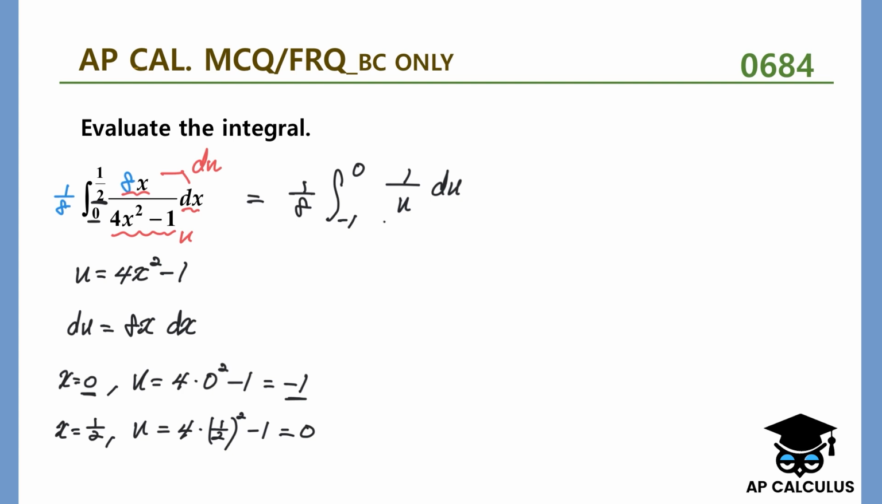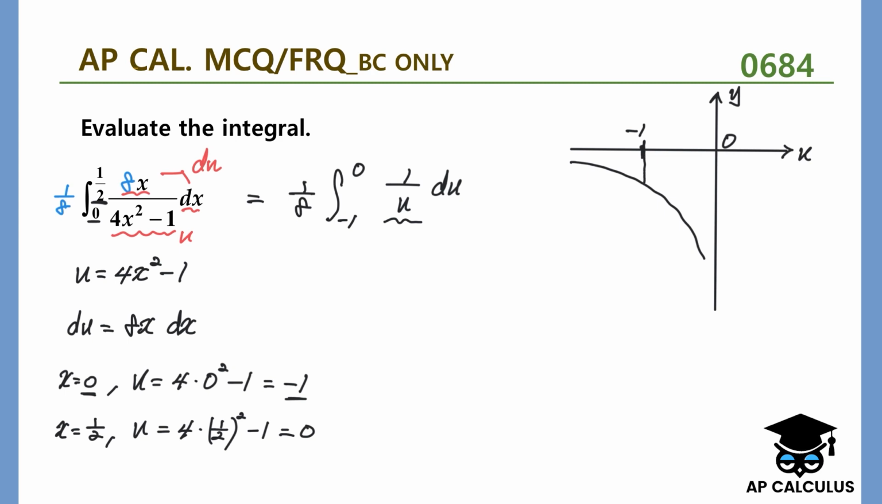But when we look at this function right here, it has a vertical asymptote, right? The function looks like 1 over u. Here's the u-axis, here's the y-axis. It looks like that from -1 to 0. So we are looking for this area, but as you see, we have a vertical asymptote here, so the right side is not bounded. So this is also an improper integral.